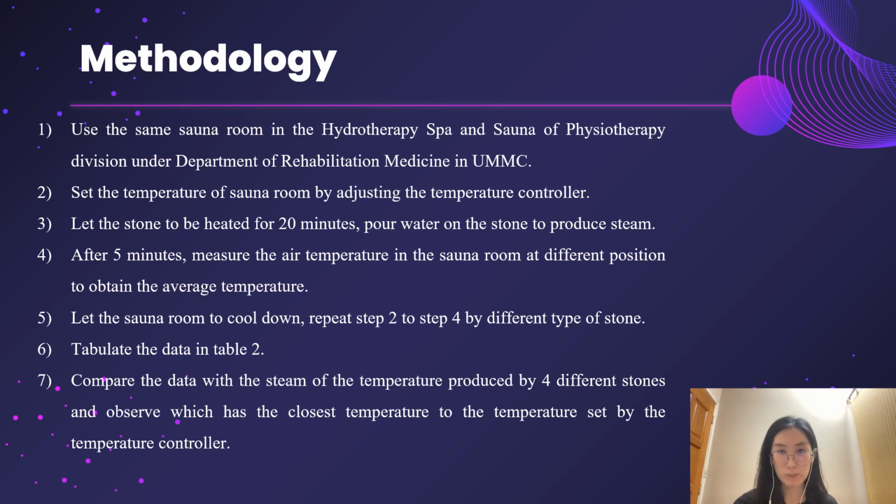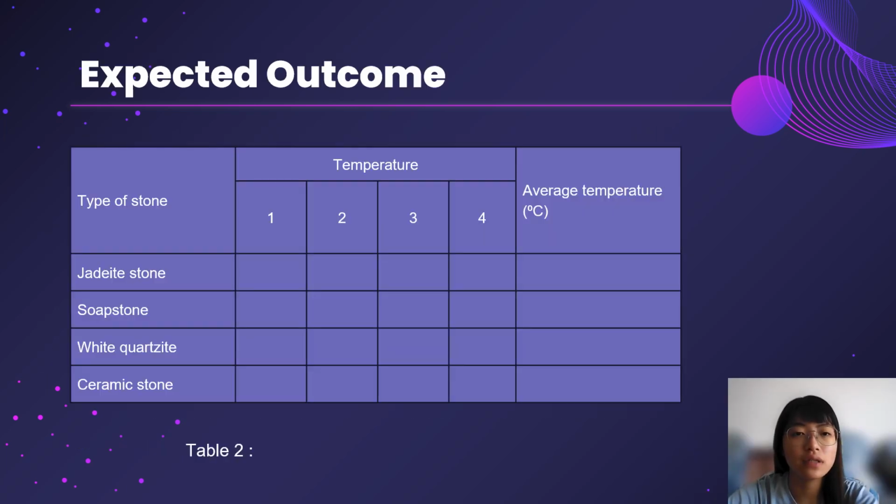All the data will be tabulated in a table. We then compare the temperature in the sauna room using the 4 different stones and see which data has the nearest temperature to the one being shown on the temperature controller. This table is the expected outcome from this experiment.